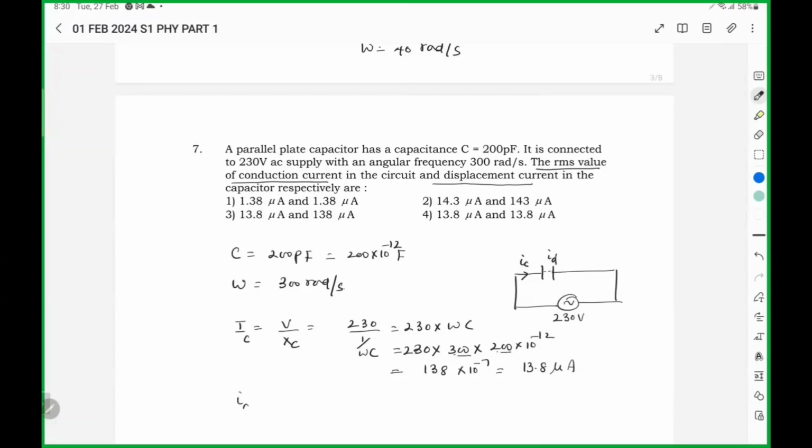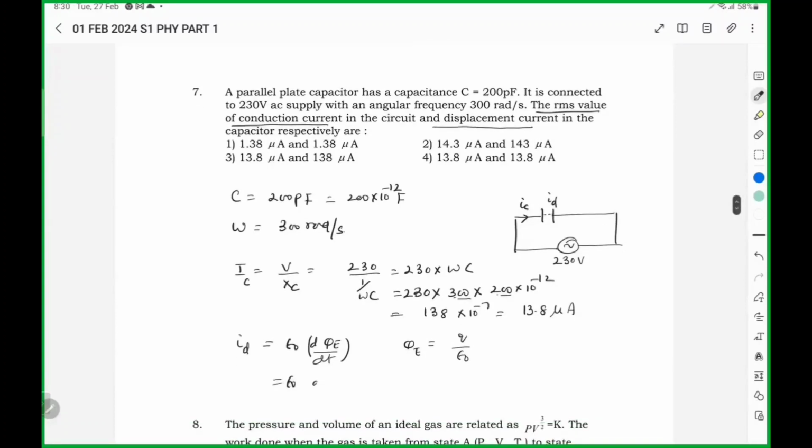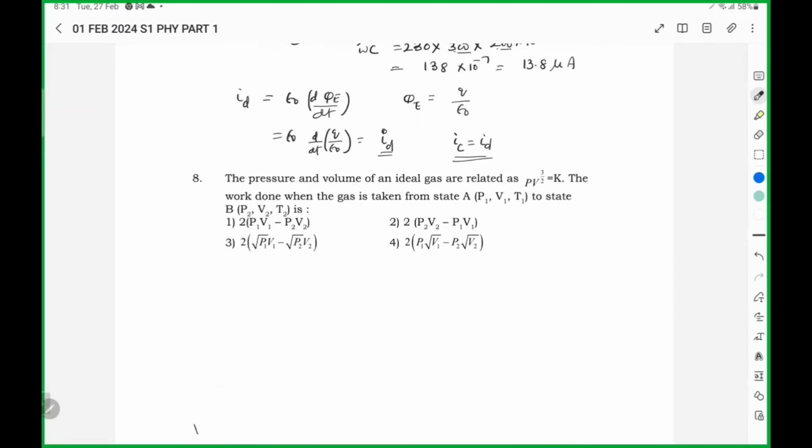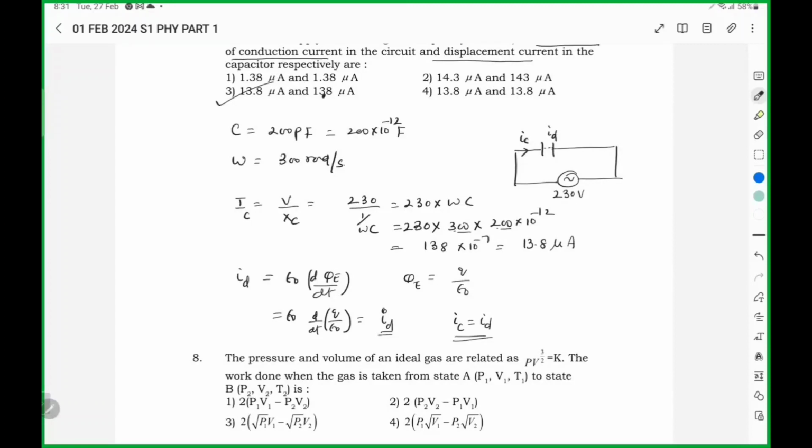So here displacement current is the same as conduction current, which is epsilon naught d phi E by dt. Phi is the electric flux, which by Gauss law is Q by epsilon naught. D by dt of Q by epsilon naught, epsilon naught gets cancelled. So IC and ID are both the same. Both are 13.8 microamperes. It is the fourth option, 13.8 microamperes.